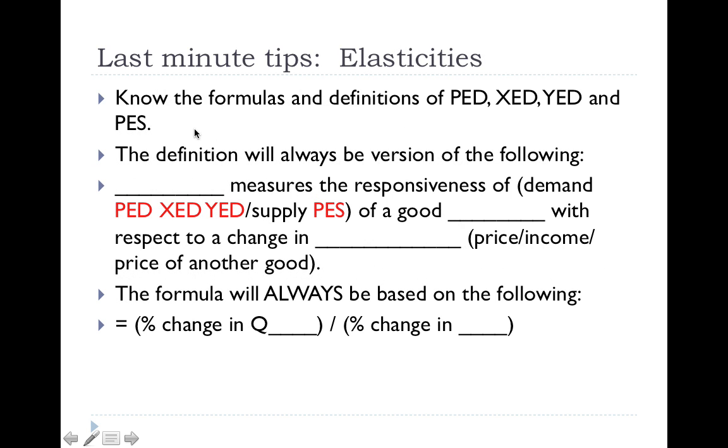Elasticities, know the formulas. Generally, the definition is always going to be a version of the following. It measures the responsiveness of demand, if it's these three, or supply, if it's this one, of a good with respect to a change in the price, income, or price of another good. The formula will always be based on the following: percent change in quantity demanded or supplied versus percent change in price, income, or price of another good.